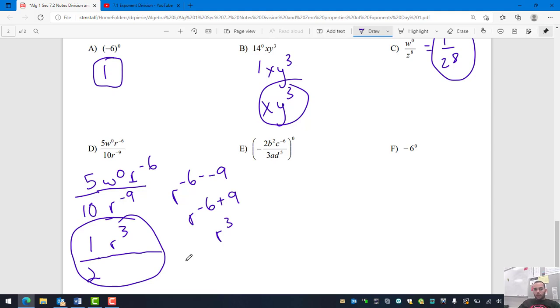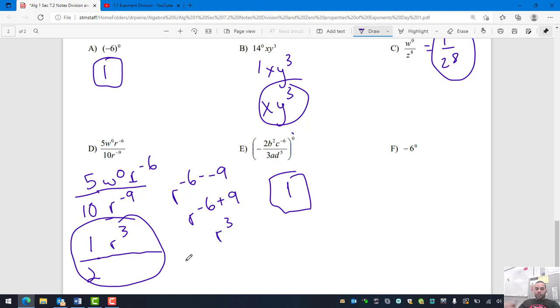For letter E, what we notice here is that we've got this big ugly fraction and it's all being raised to the 0 power, okay? So whatever is inside of here is being raised to the 0 power. Anytime something is being raised to the 0 power, it's just going to spit out a 1. So even though it looks super ugly on the inside, as soon as you do all your simplifying and canceling, it's being raised to the 0 power. And anything being raised to the 0 power is equal to 1. No need to do extra work if you don't need to.